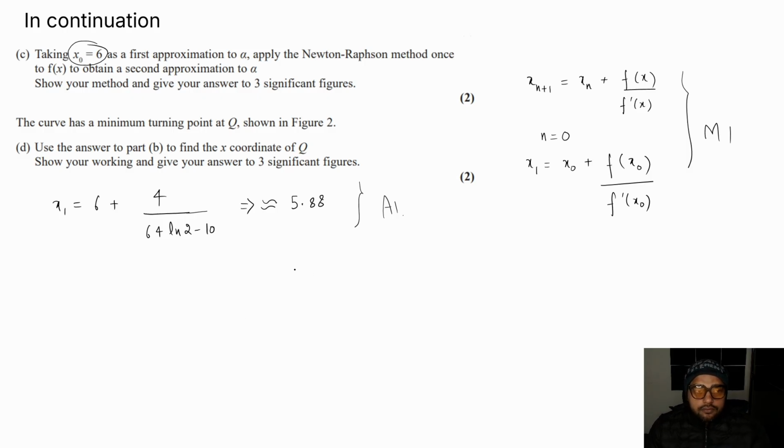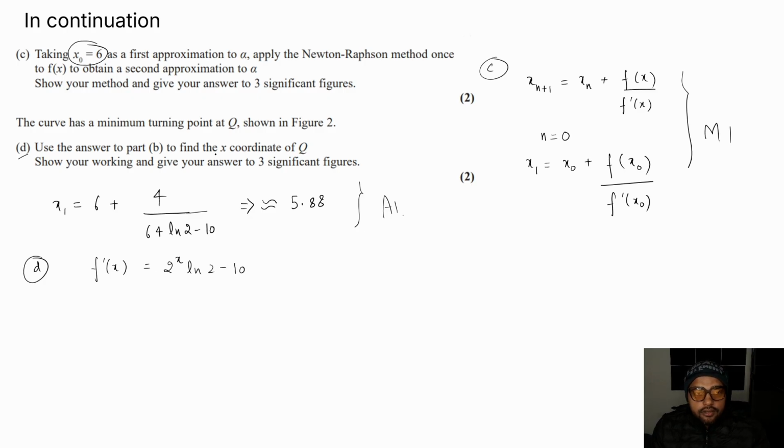Now in the next part, students, they have asked to use the answer to part B to find the x coordinate of Q. Show your working and give your answer to three significant figures. This was the C part, students. Now let's move to the D part. So f prime x will be equal to 2 raised to the power x log 2 minus 10. This was f prime x.